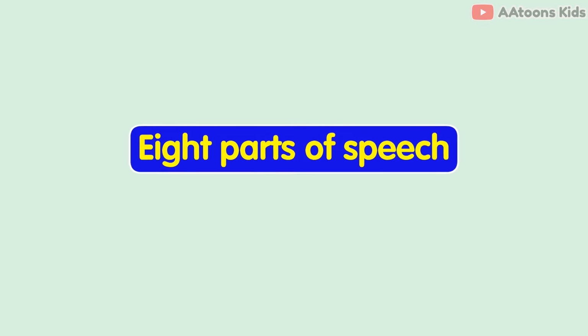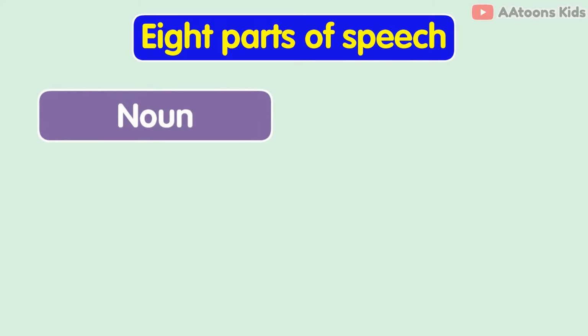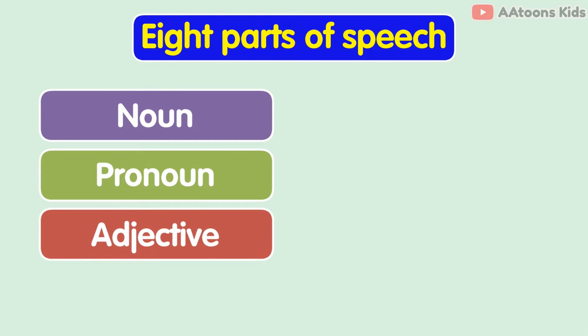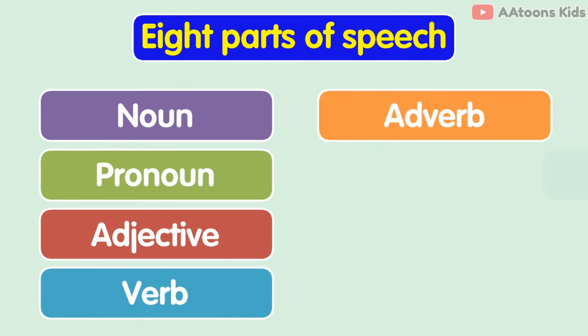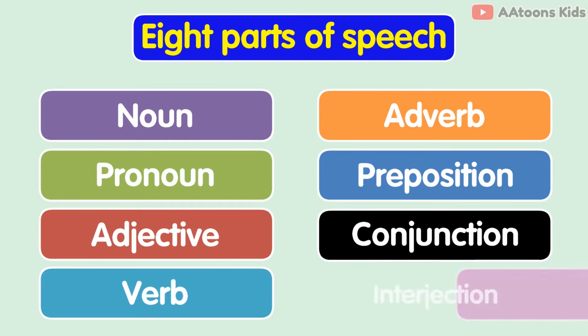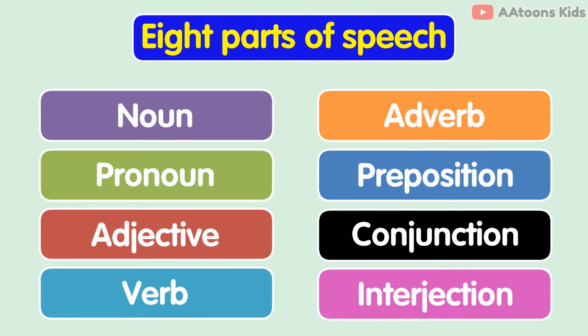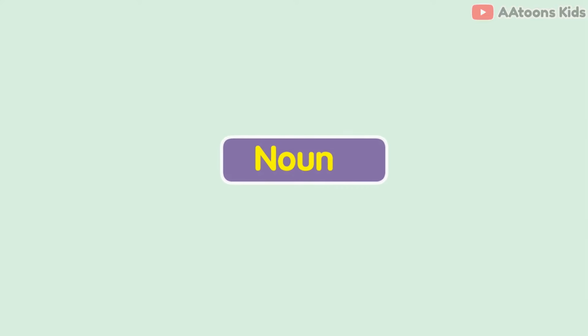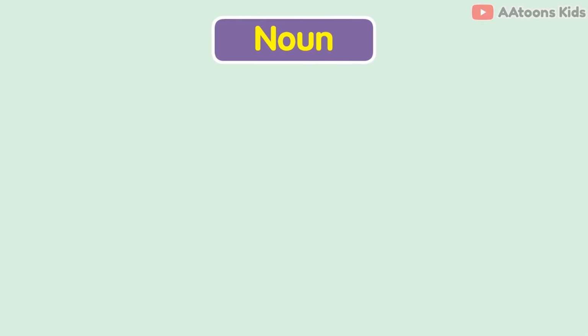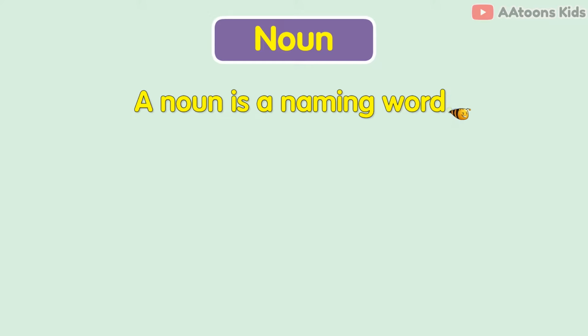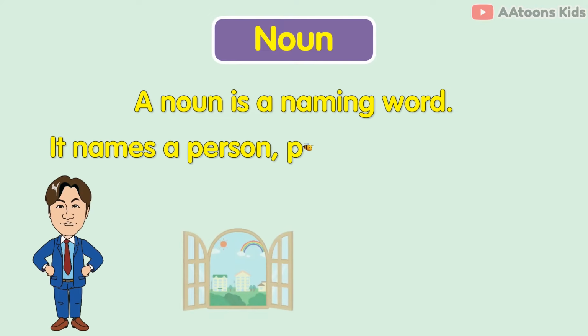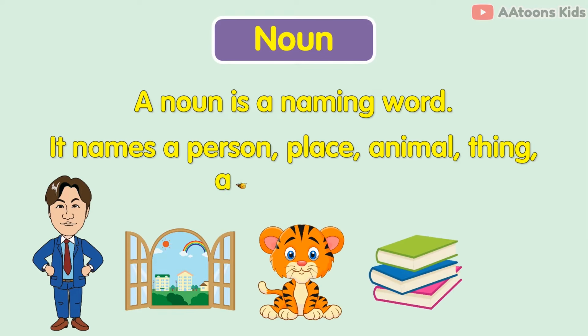Parts of speech: noun, pronoun, adjective, verb, adverb, preposition, conjunction, interjection. Noun. A noun is a naming word. It names a person, place, animal, things, and feelings.